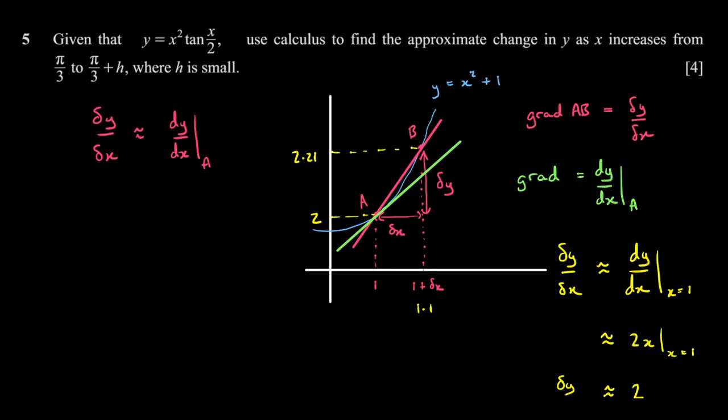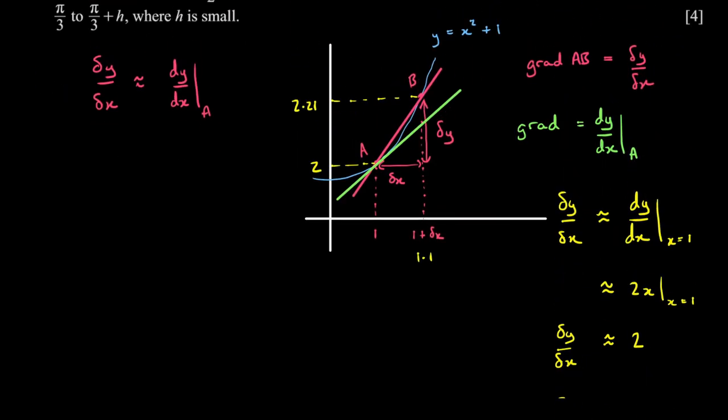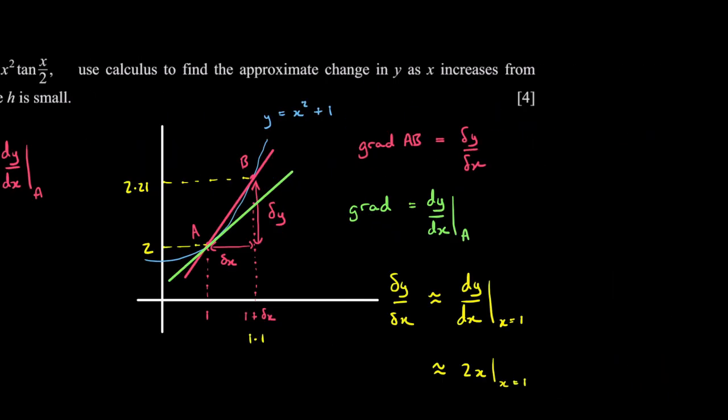All right, well, then we need to do it with this one. So what's our strategy got to be? Well, we've got to differentiate this, and then substitute in when x is pi by 3. So let's go across. So y is equal to x squared times tan of x upon 2, or a half x.